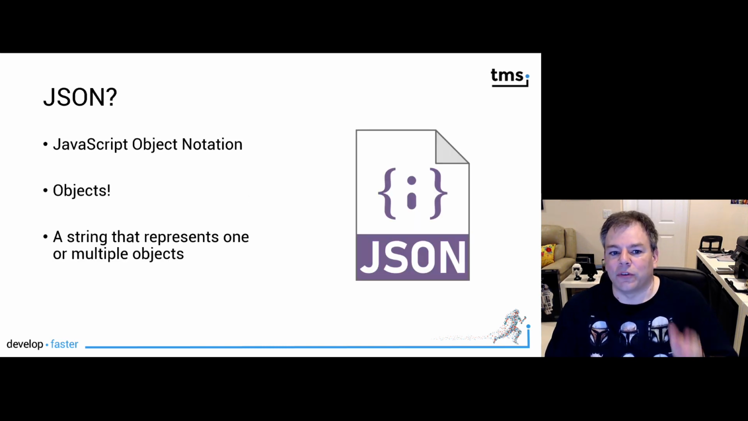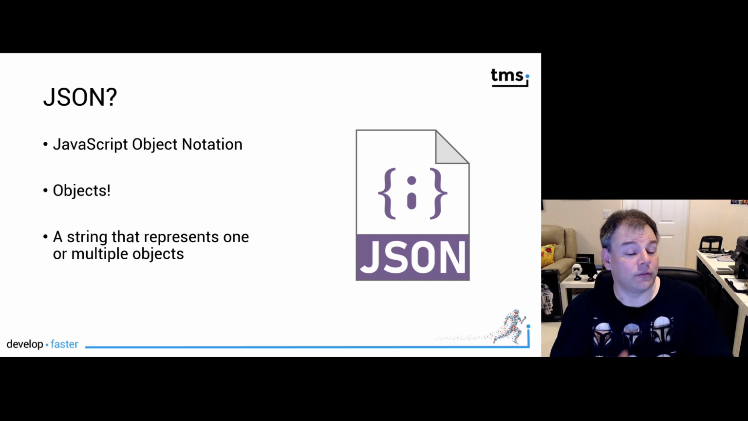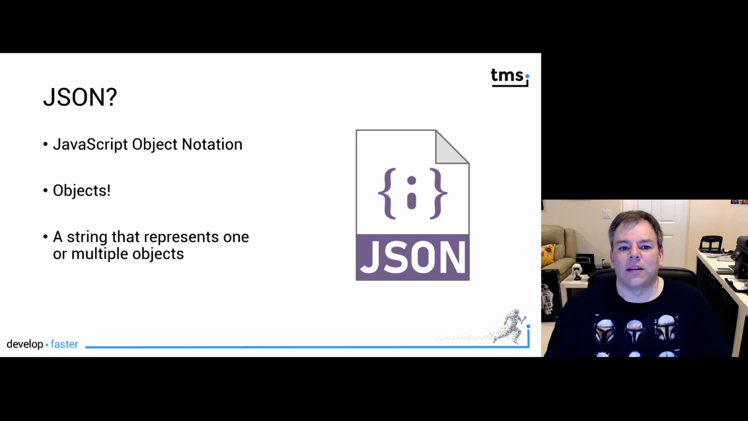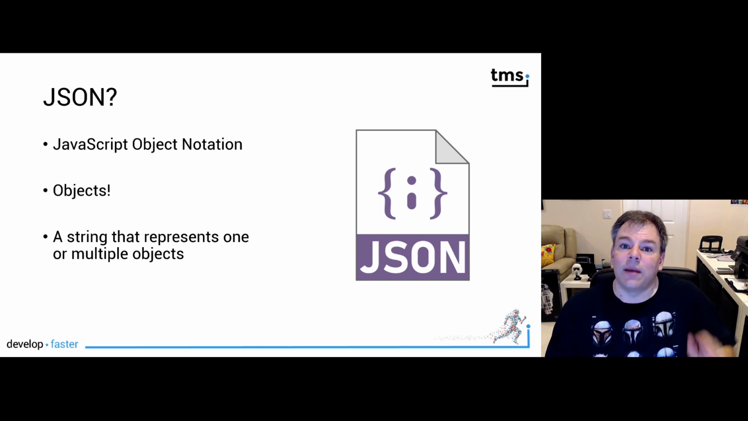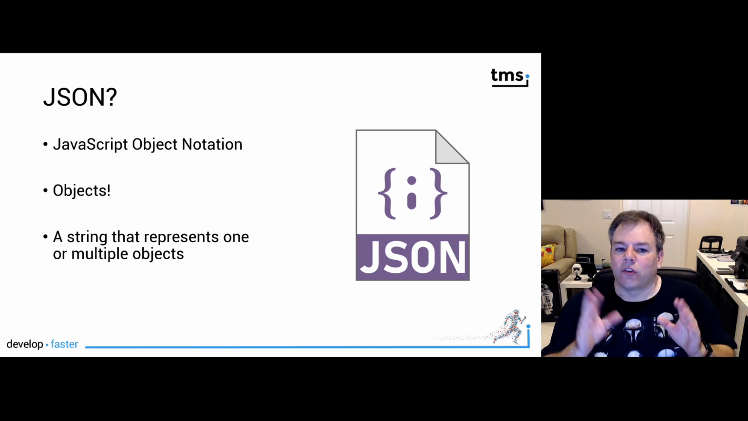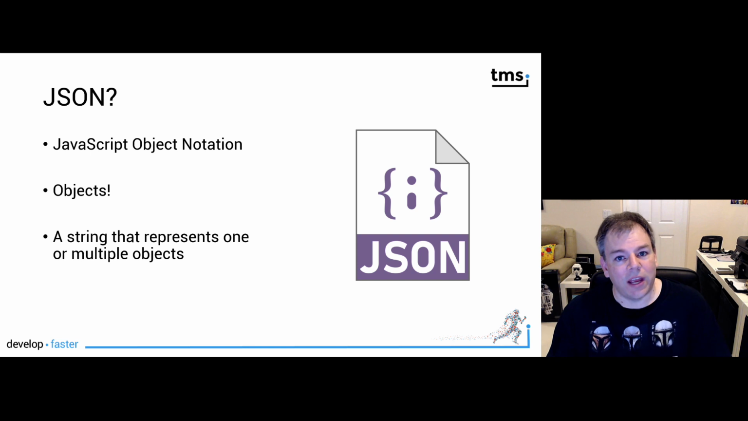JSON stands for JavaScript Object Notation. JS is the abbreviation for JavaScript and ON, Object Notation. So think about it. It means objects. So JSON refers to objects. It's a representation for objects.